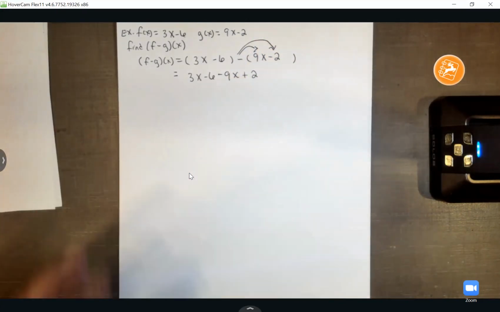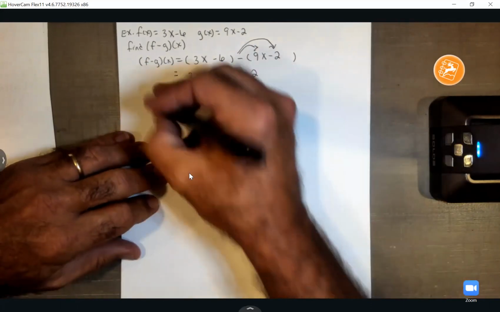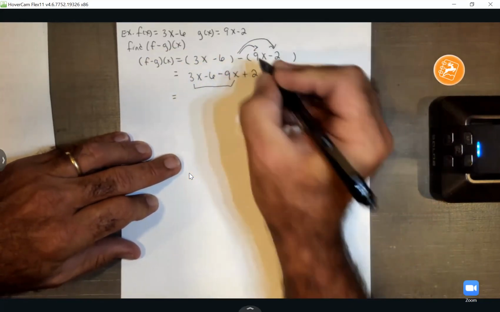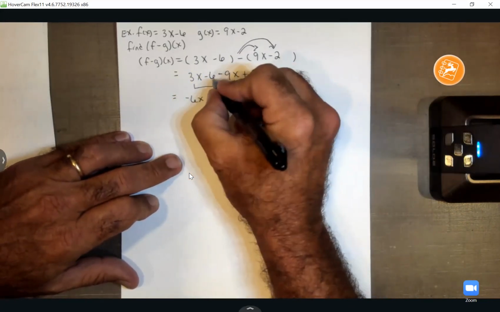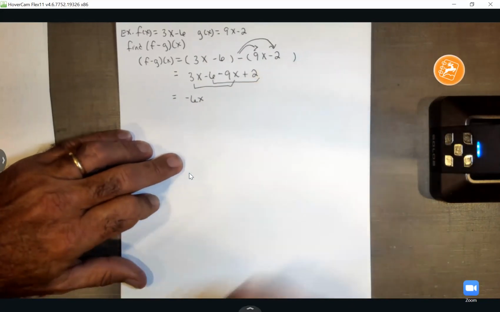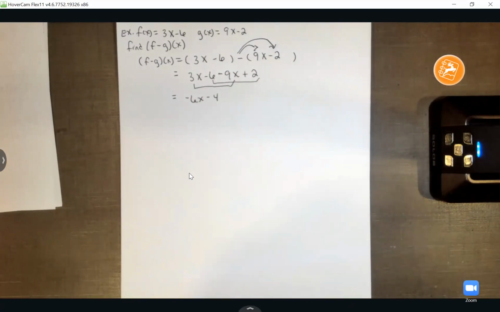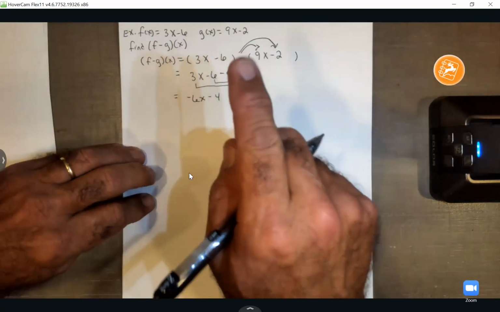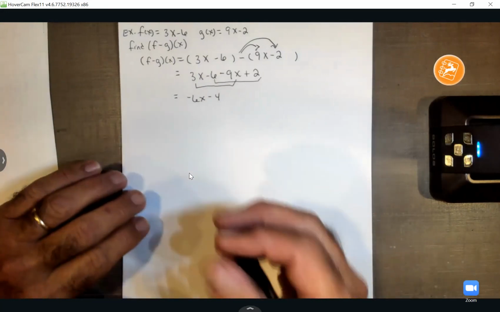So at this point, can y'all go further? Yes, negative 6x minus 4. Okay, good job. 3x and negative 9x were like terms, and you got me a negative 6x. And then you said that negative 6 and that positive 2 were like terms and got me a negative 4. Good job. So really, these aren't bad if you understand what they're asking for. It's just a matter of trying to get rid of parentheses and then add like terms.